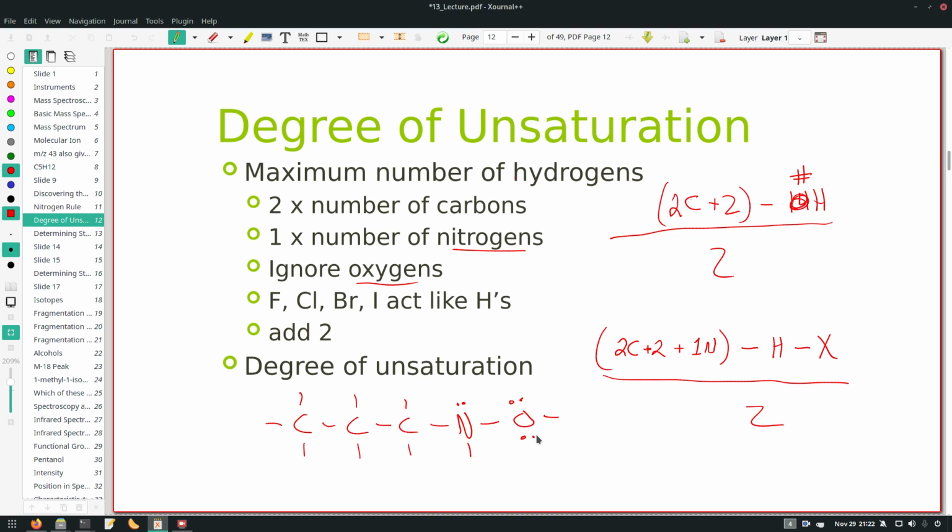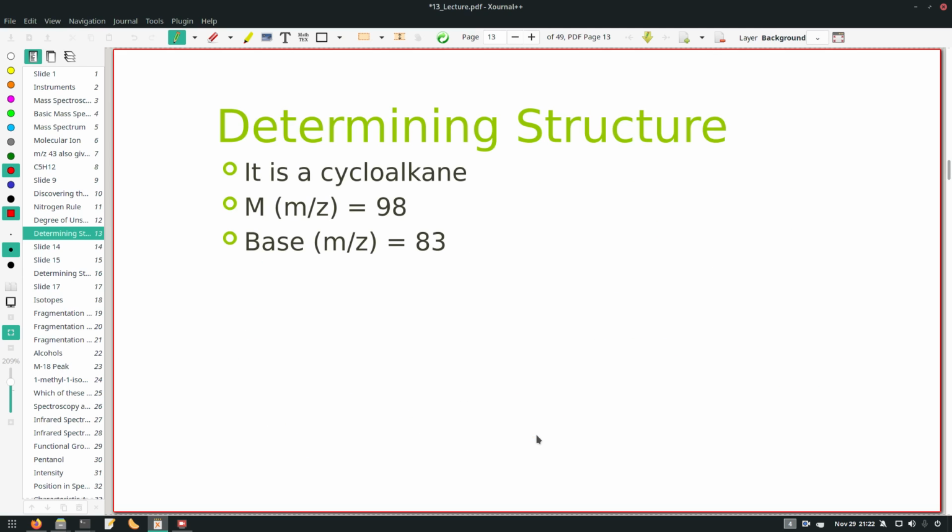Alright, so we've modified our degrees of unsaturation, but we see that it is doing the same type of thing, and it still means the same thing. It just tells you the number of double bonds, or the number of pi bonds, or the number of rings. Alright, so let's take it a little bit further on here.